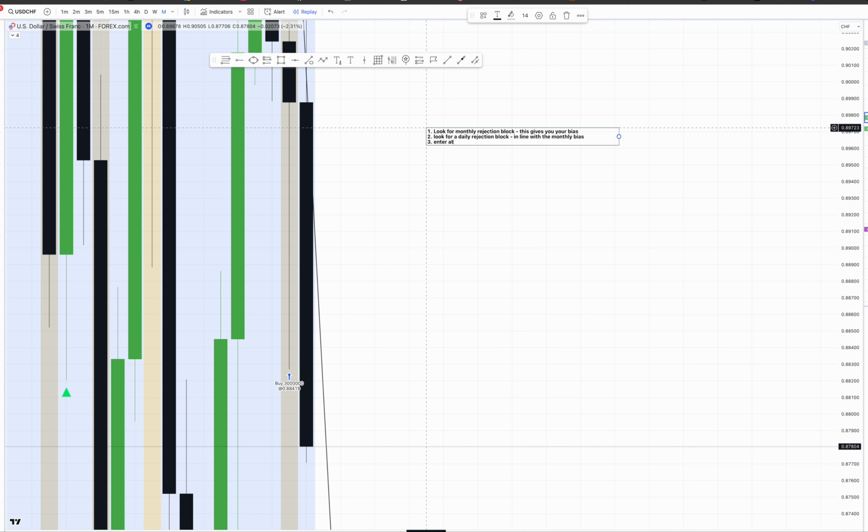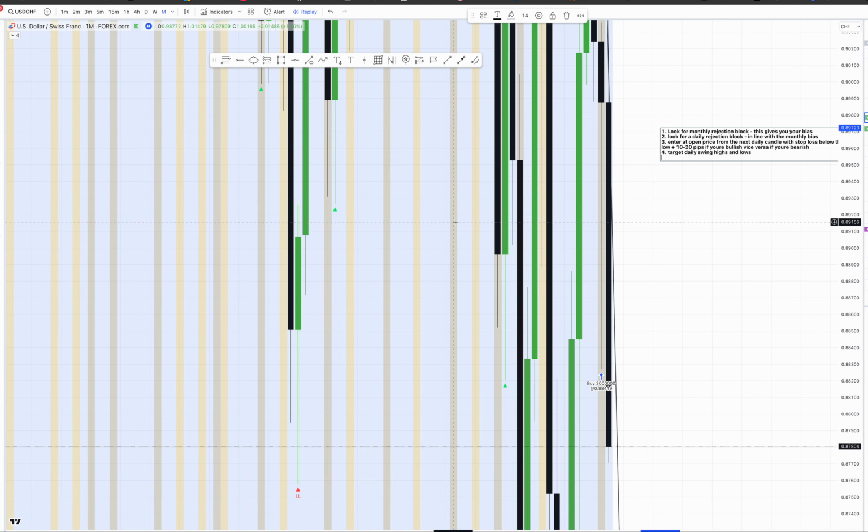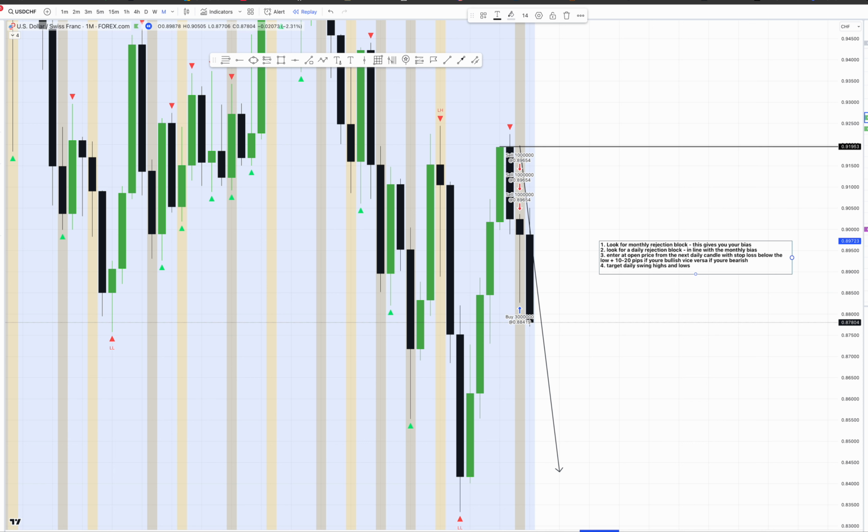Step 3: enter at the open price of the next daily candle, with the stop loss below the low if you're bullish, plus let's say 10 to 20 pips, and vice versa if you're bearish. Step 4: target daily swing highs and lows. So if I was bullish, I'll target swing highs. If I was bearish, I'll target swing lows. That is it, right? This is a very, very mechanical system, and it works quite well.